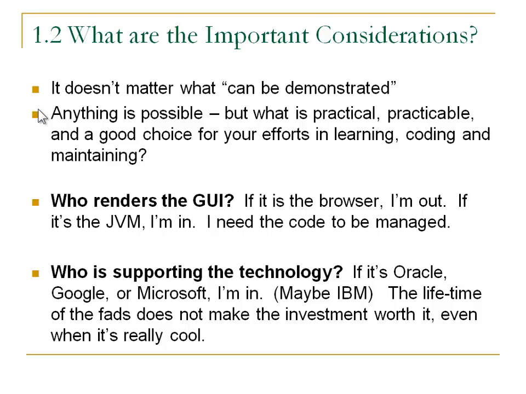How can we know whether something is practicable? That means that it can be put in practice in a practical way. And a good choice for your efforts, where a big part of your effort is going to be in learning and getting good at creating your user interfaces using these technologies. So for me, the second consideration is who renders the GUI? Who is in charge of drawing the buttons and the menus and the drop downs? And if it's the browser, I'm out.